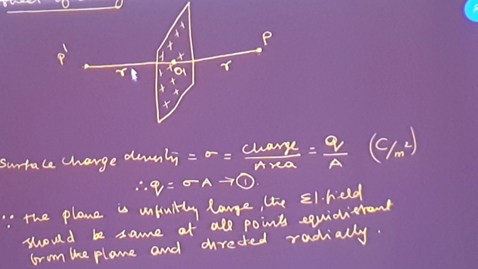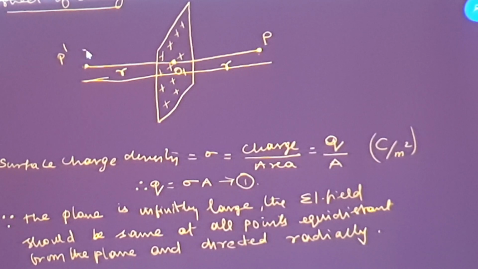Similarly, if you consider any points equidistant from the plane symmetrically, then the electrical field at those points is the same. Now, in order to calculate the flux or electrical field at these points by applying the Gauss law, I am going to consider a Gaussian surface, in such a way that it includes these two points which are equidistant from the center.